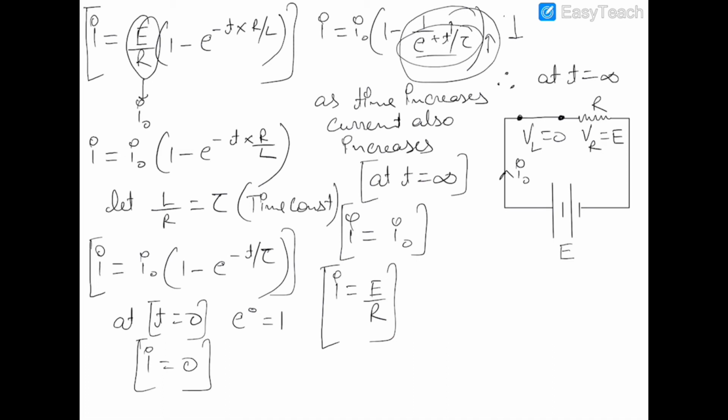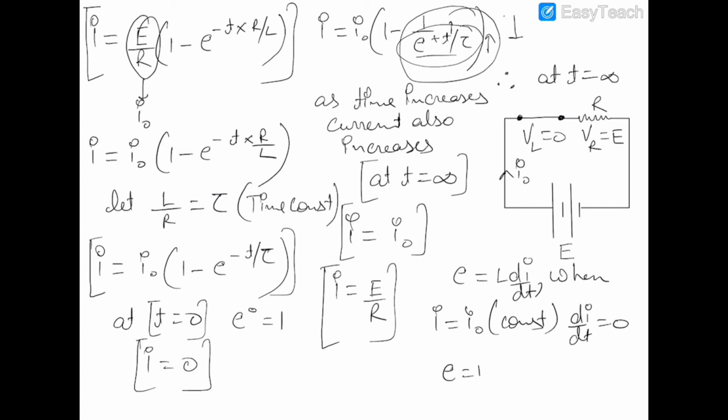Now why am I saying that the inductor would be short circuited? Because the voltage across the inductor would become 0, as we know that the EMF across the inductor is L di by dt, and when I is equal to I naught, which is constant, then di by dt will be equal to 0, and hence the voltage across the inductor would be 0.